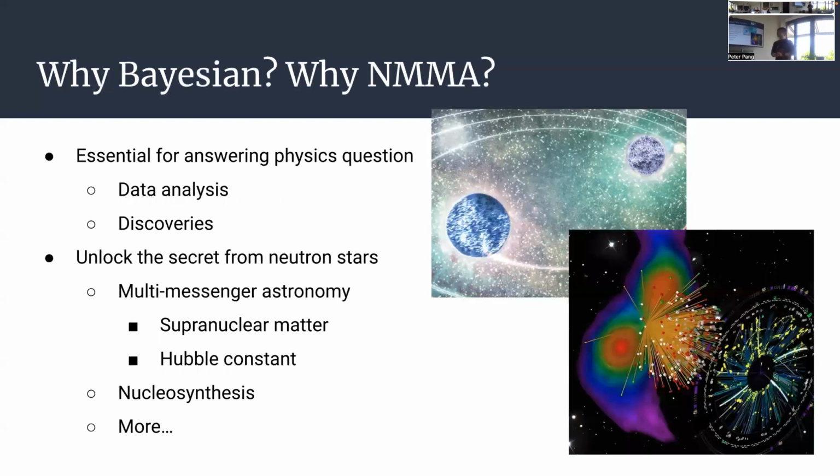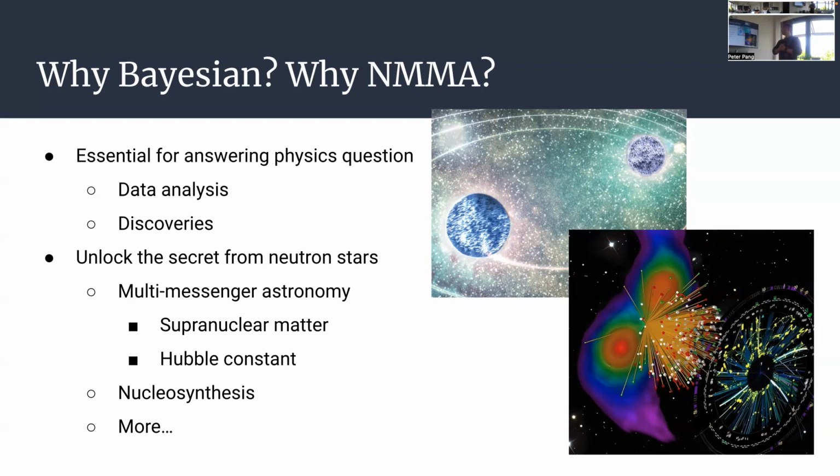So first, why do we need to have this kind of talk, or why is this skill useful in the first place? First, statistics in general, or Bayesian statistics, is essential for answering physics questions. If you have some data and you want to extract physics out of it, you need statistics. Also, if you want to make a discovery, you need to make use of statistical methods to know how confident you are that there's actually, let's say, an exposure, or how confident that there's actually a gravitational wave detected back in 2015.